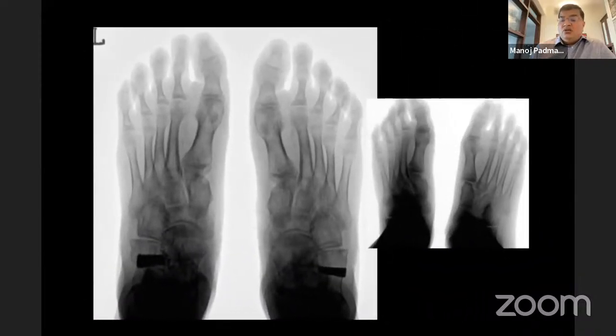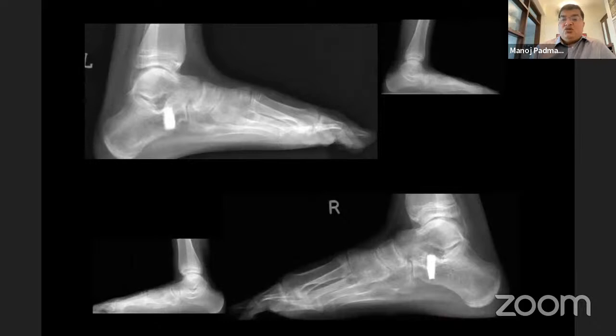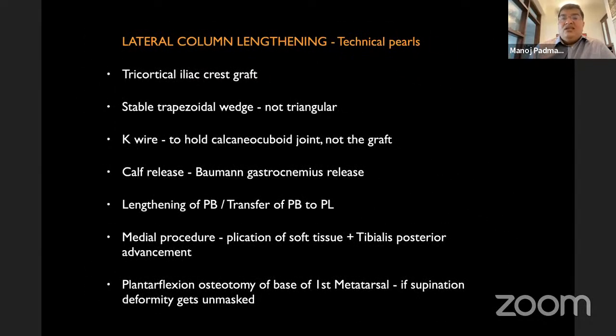That's how the feet were aligned further down the line. You can see that the arch has been restored from a flat arch. You can see the arch has been recreated, and the calcaneopedal unit has been realigned to the talar head. Now, the key thing here is there are a few technical pearls related to that.